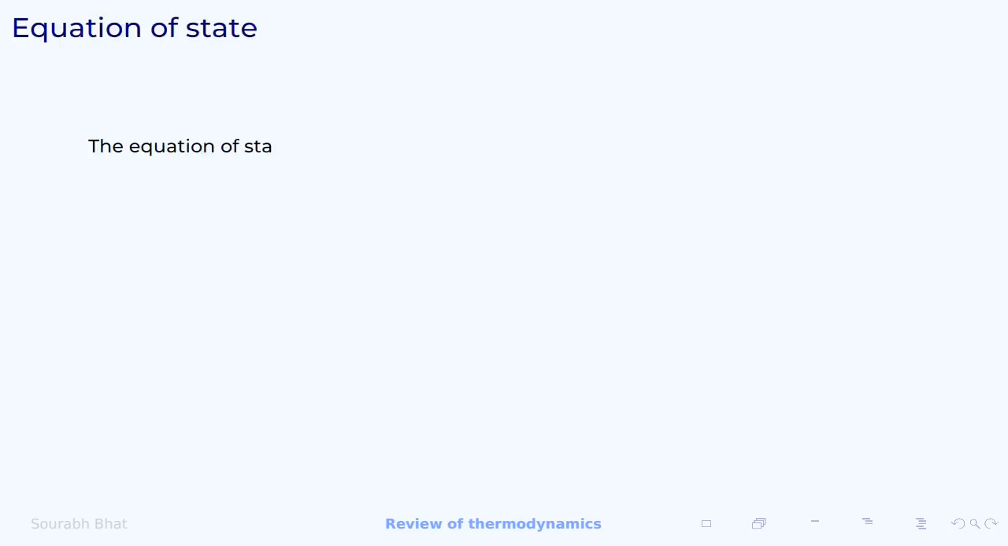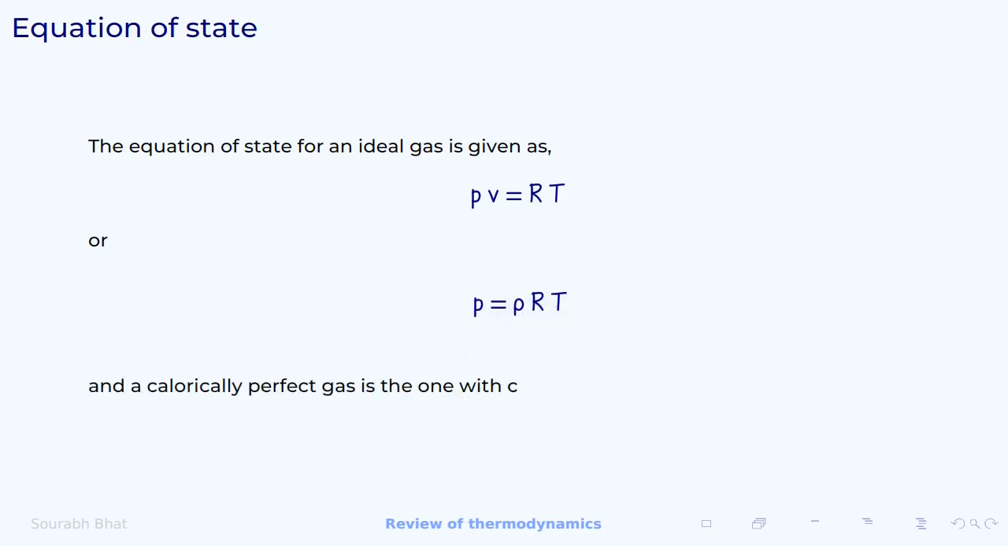We have seen in the previous lecture, an ideal gas follows the equation of state given by PV equal to RT or P equal to rho RT. And the assumption of calorically perfect gas allows us to assume that the specific heats are constant. As it turns out, the perfect gas assumption is valid for a wide range of pressures and temperatures. We will use this assumption and the ideal gas equation extensively when studying compressible flows.